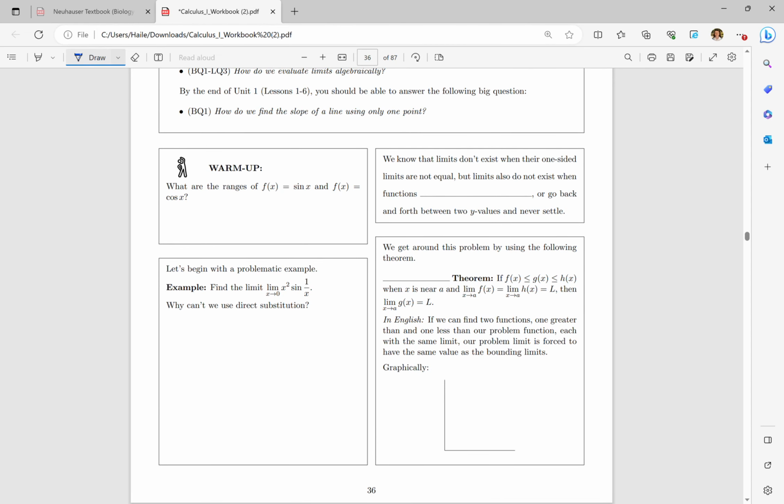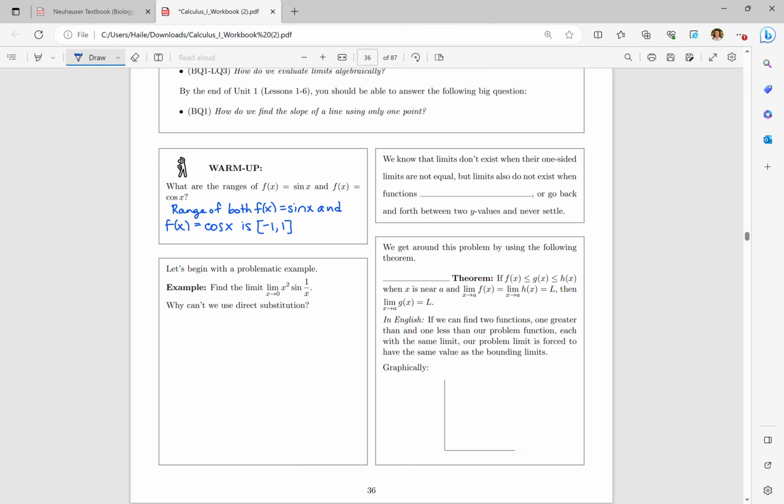So let's go ahead and start with the warm-up. Again, if you're in class, you would be doing this on your own, but we'll discuss it really quick here. What are the ranges of f of x equals sine of x and f of x equals cosine of x? Well, this is simply factual recall here. The range of both f of x equals sine of x and f of x equals cosine of x is the interval -1 to 1, including -1 and 1.